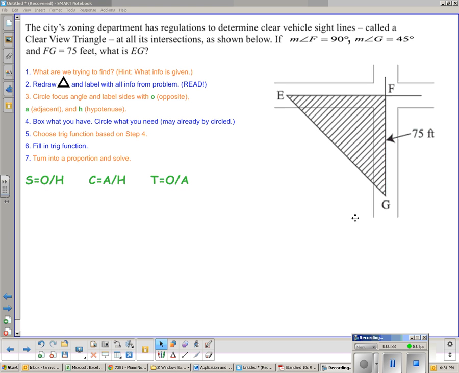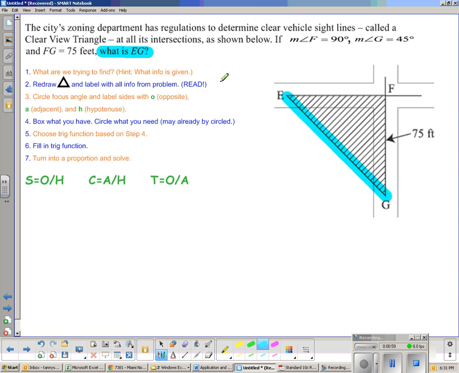Okay, so we're going to go ahead and go to our process chart to start. The first part is, what are we trying to find? So we need to determine if we're trying to find a side or an angle. Basically the problem will say what it wants. Let's highlight what it's actually saying it wants here. It wants us to find EG, which is clearly a side. So let's go ahead and highlight that.